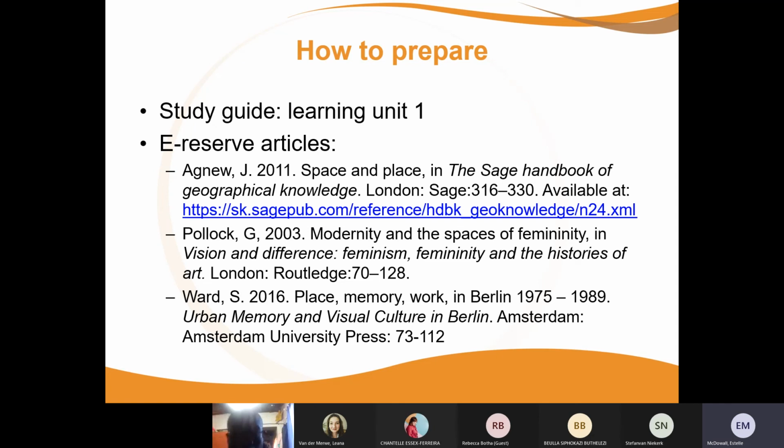What you had to do to be able to answer the question successfully was to work through Learning Unit 1 in the study guide. That study guide explains all the aspects very specifically. And then for e-reserves, at least the three that I listed there, Agnew, Pollock, and Ward. Most of the students actually did mention those three, so that was good.